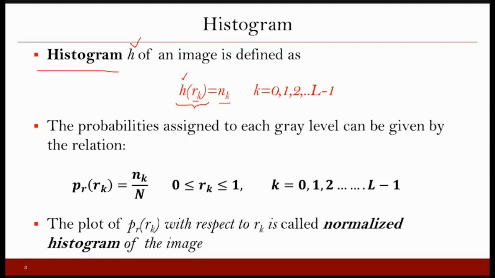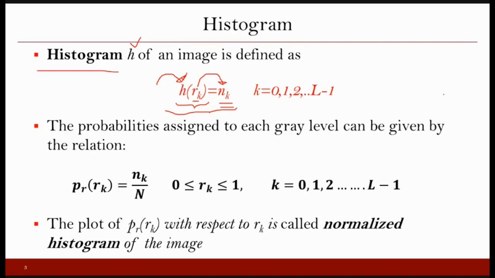Because on the right side you have n_k, you are saying that for r_k, the value of the histogram comes out as n_k. In very simple terms, this relationship tells you how many pixels in your image have the r_k value. So for different r_k's, you just find the value of n_k, and that will define your function h.